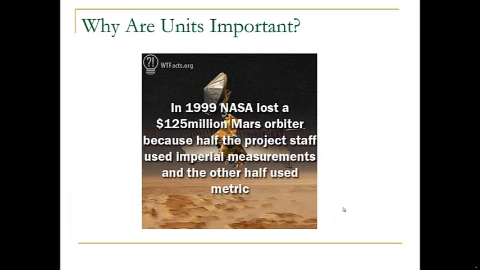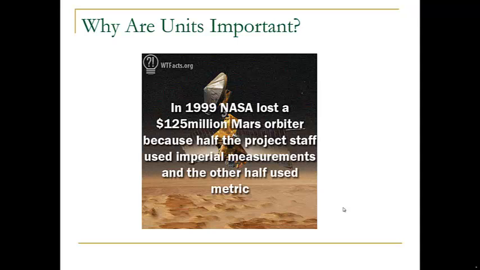Okay, so why are units important? Why did we go through this little PowerPoint? In 1999, NASA lost a $125 million Mars orbiter because half the project was done in English units and the other half used metric. So what they did is in December of 1998, they launched an orbiter to go to Mars, to land on Mars and do some exploration. They launched it in December, and then they lost it the following September. So 10 months it took to get to Mars. Obviously, it's a really far distance away, so it took a long time to get there.